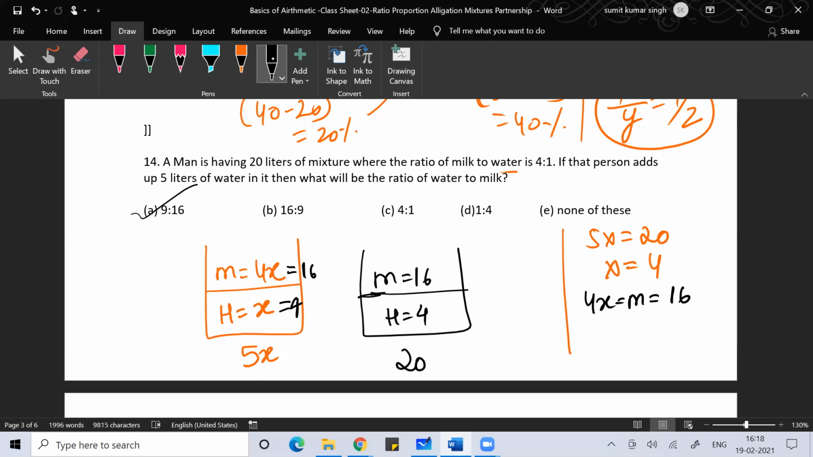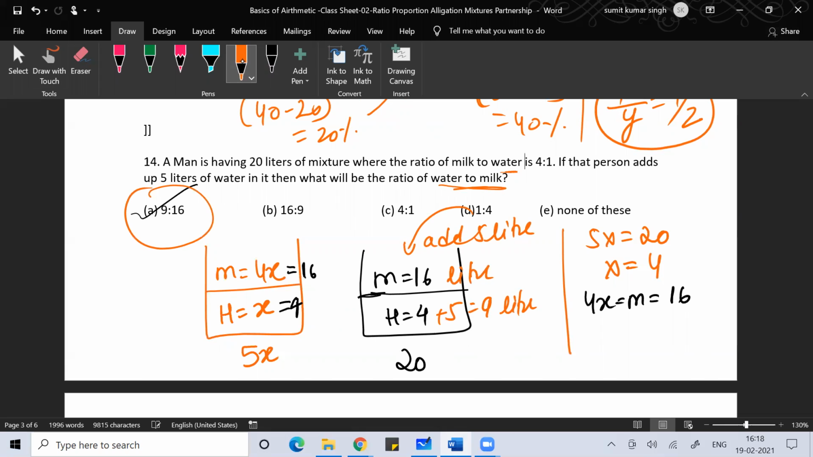Okay, so if the person adds 5 liters of water into this, now the total water will become 9 liters and the milk is 16 liters. So what is the ratio of water to milk? That will be 9 is to 16. So the ratio of water to the milk will be 9 is to 16.